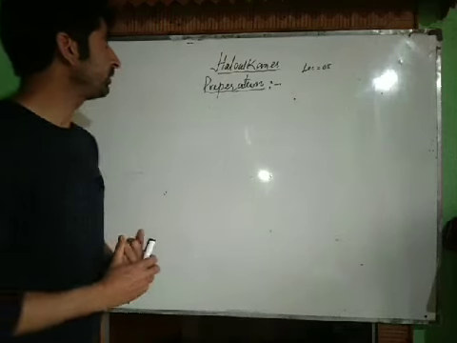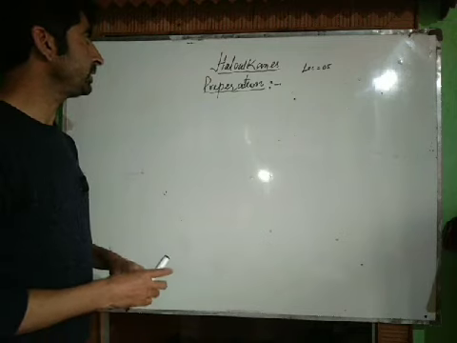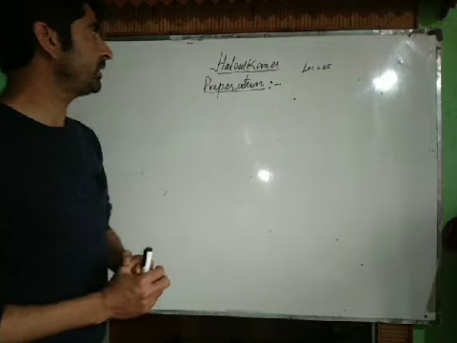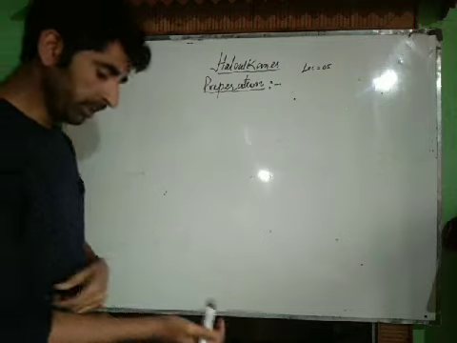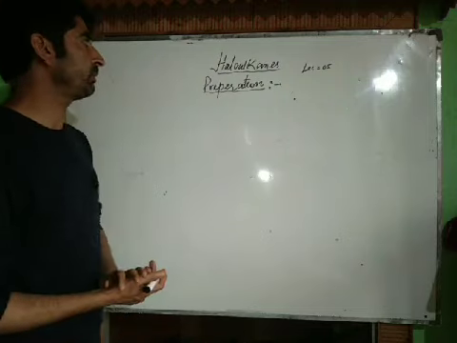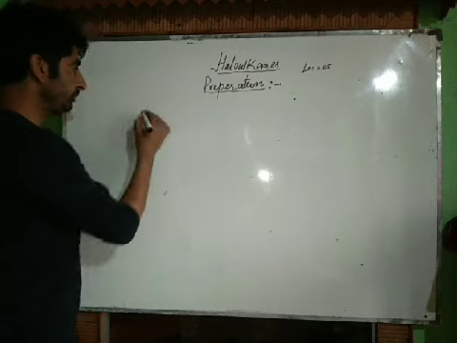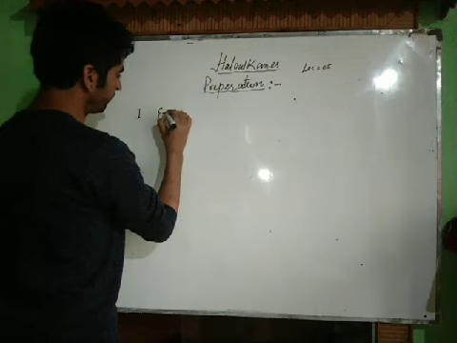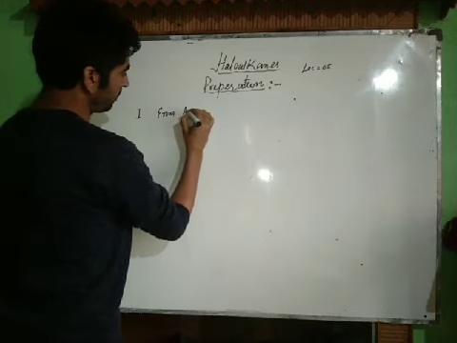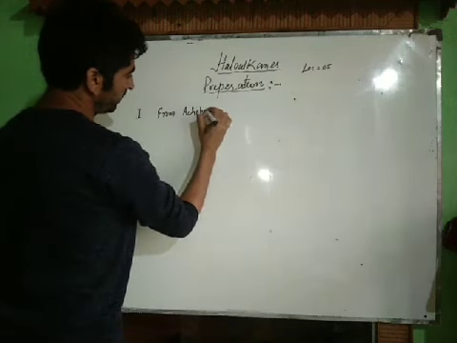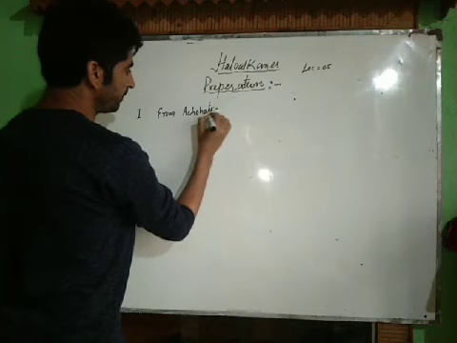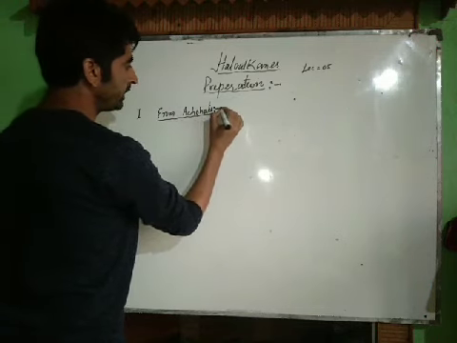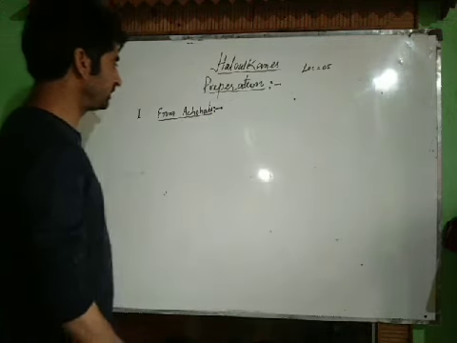So students, in this lecture we are going to study preparation of haloalkanes. There are a number of methods by which we can prepare haloalkanes. The first method is from alcohols. Haloalkanes are prepared from alcohols. There are different ways by which we get haloalkanes from alcohols.